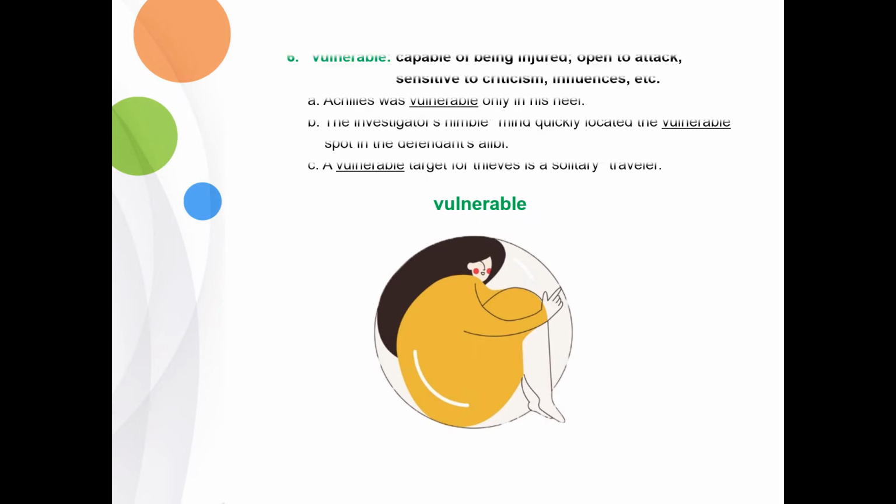Vulnerable. Vulnerable means capable of being injured or open to attack, sensitive to criticism, influences, etc. Examples: Number 1. Achilles was vulnerable only on his heel.